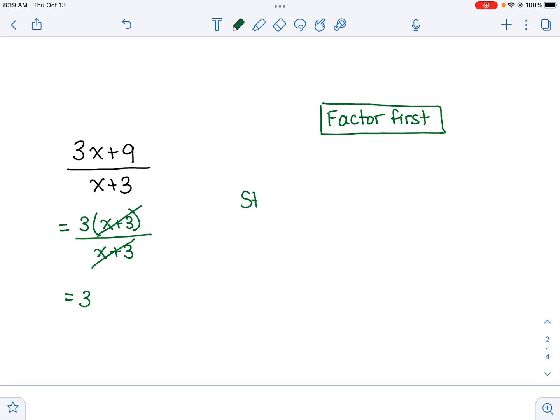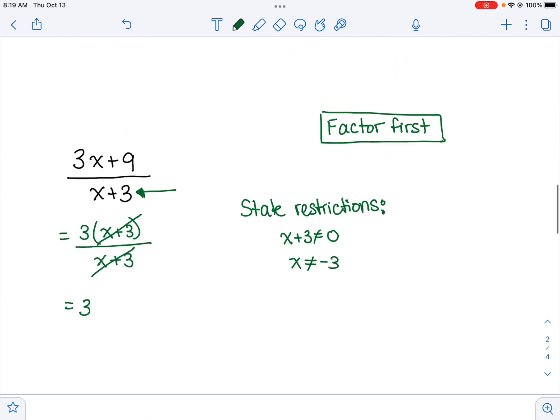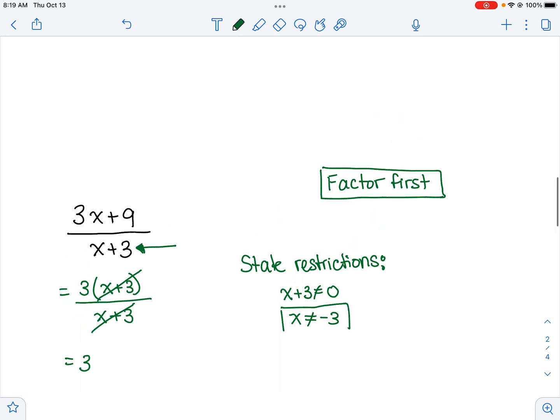And then I would have to state any restrictions. So remember, I get my restrictions by setting the denominator of the original expression equal to 0. So x plus 3 does not equal 0, because I don't want it to. Then I subtract 3 from both sides, making my restriction x cannot equal negative 3.